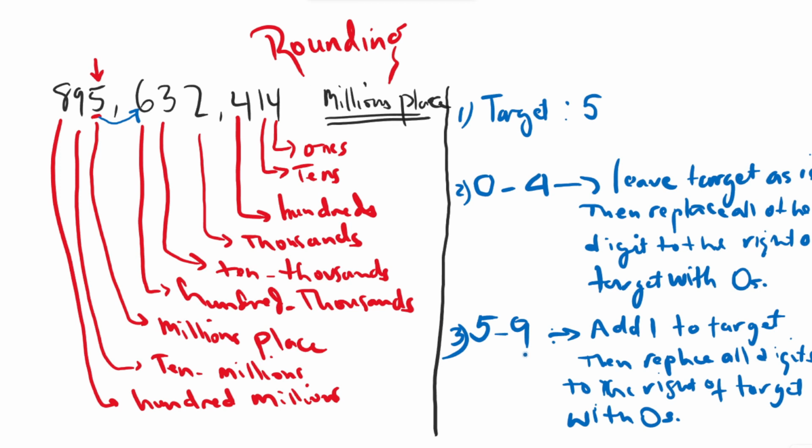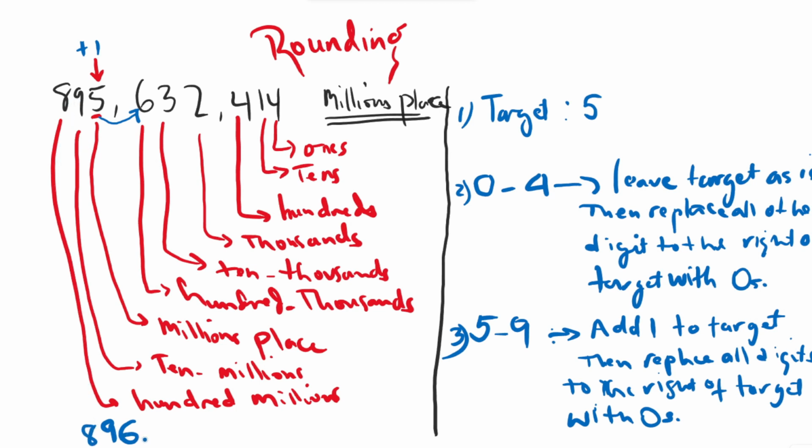So since 6 is between 5 and 9, what you do is add a 1 to target. Target is right here. The 6 that comes after is between 5 and 9, so we're going to add 1 to target. When we add 1 to target, 5 plus 1 is 6, and we get this 6 here. And we bring down the 9 as it is, and we bring down the 8.